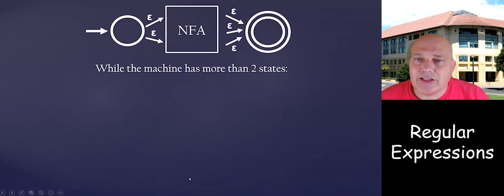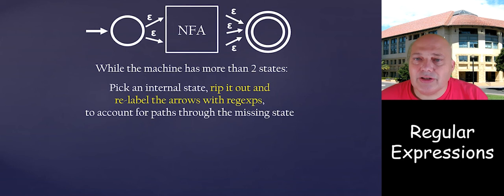So while the machine has more than these two states, you pick an internal state, you rip it out, and you relabel the arrows that go through it with regular expressions. And so for every path of length 2 that goes through this state, you're going to have a regular expression.